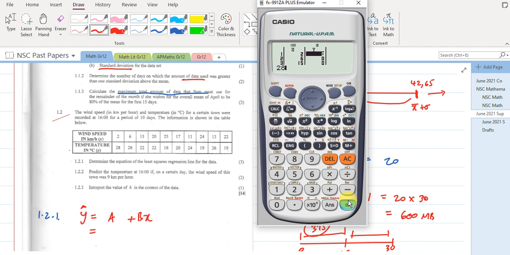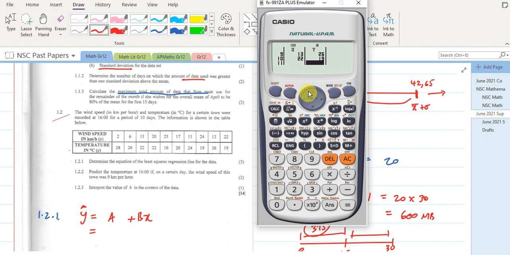So 2 and 28, 6 and 26, 15 and 22, 22, 25 and 16, 17 and 20, 11 and 24, 24 and 19, 13 and 26, 22 and 19. Right, so I've got all my data set.